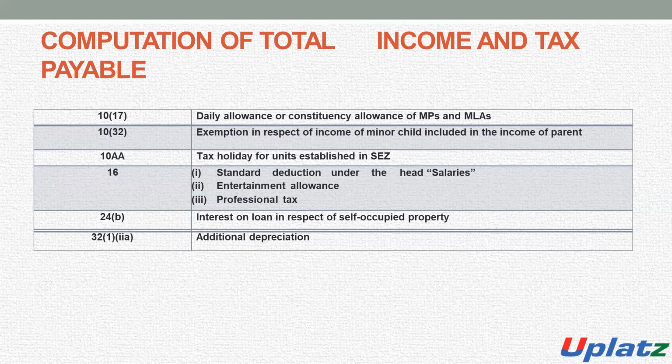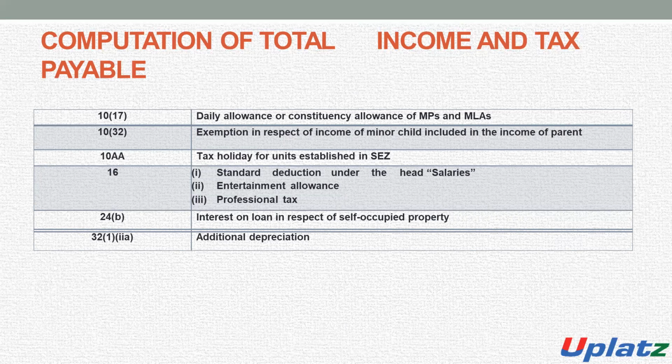Section 16, standard deduction under the head of salary. As per the provision of the salary head, there is the standard deduction of 50,000 rupees. If the assessee follows the concessional rate of tax, then the deduction of 50,000 will not be available. Entertainment allowance will not be available. Professional tax is not available.